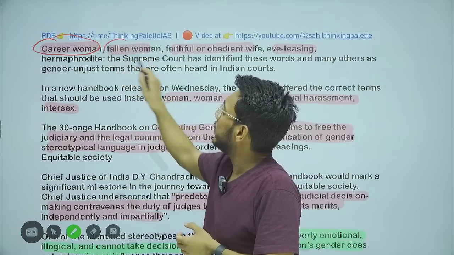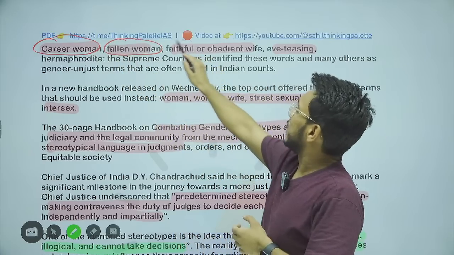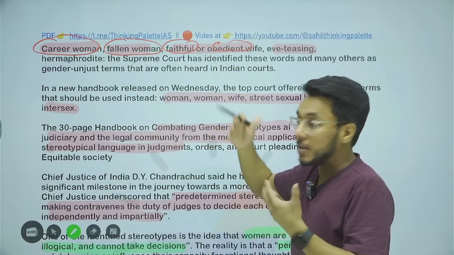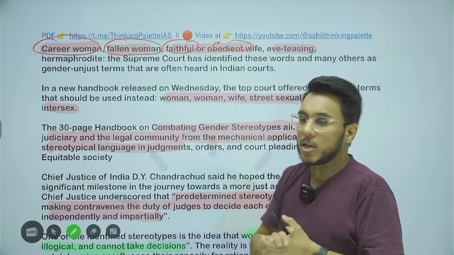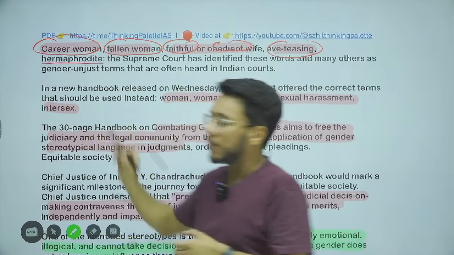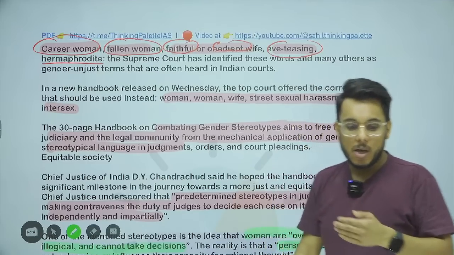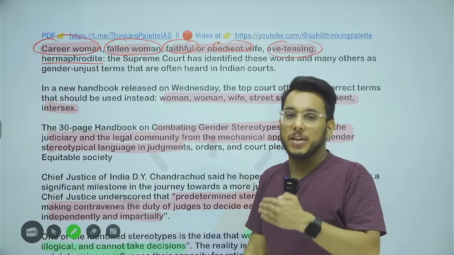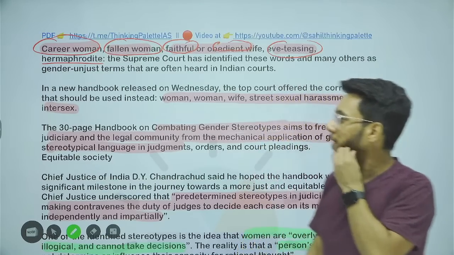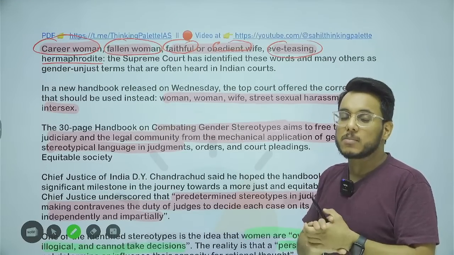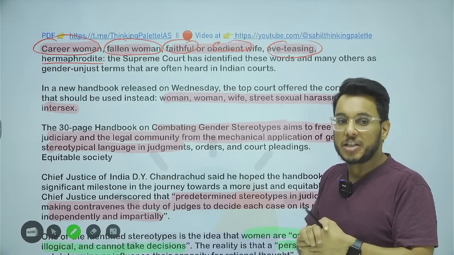Then fallen women, faithful women, obedient women, disobedient women, such kinds of terminologies are used for women. Eve teasing, hermaphrodite. Now, what is hermaphrodite? Hermaphrodite is a person who has both male and female genitals or underdeveloped genitals. That person is called a hermaphrodite. Now, these particular terms are derogatory. These terms are unjust. These terms are socially derogatory.